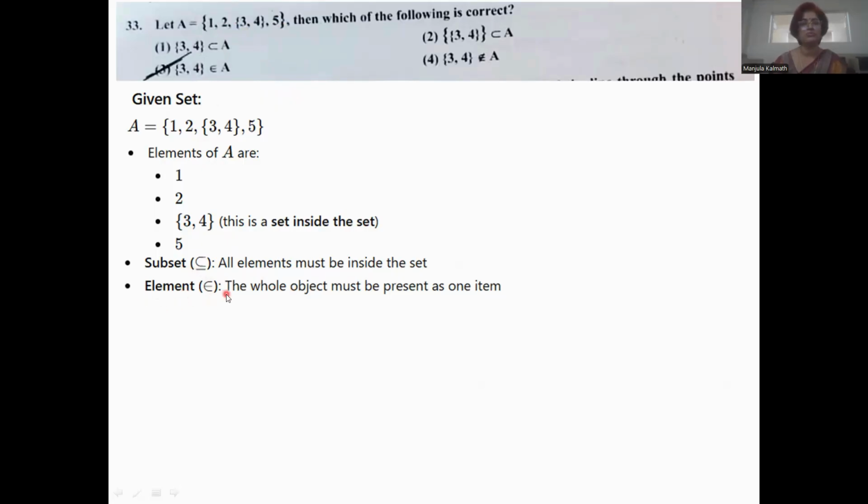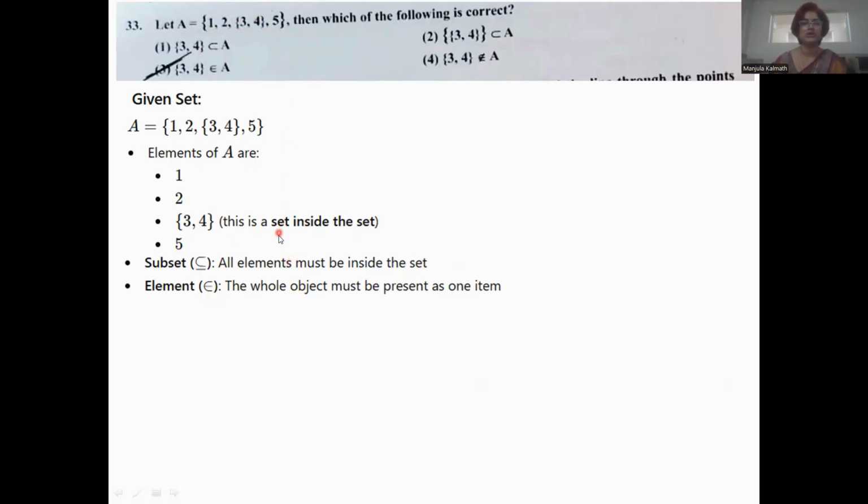And one more, we have belongs to. If I need to say any element belongs to this, 1 belongs to this, 2 belongs to this, but 3 does not belong to this, and 4 does not belong to this individually. 3, 4 is one of the elements which belongs to set A. We cannot consider individual elements of 3, 4 because together it is one element, comma 5.